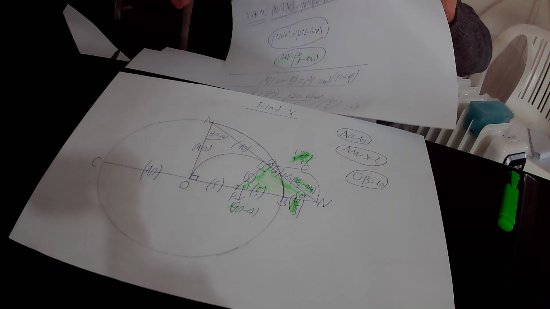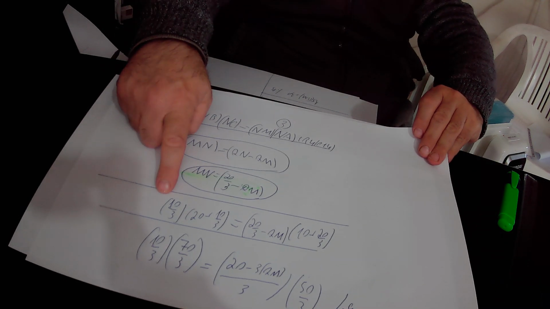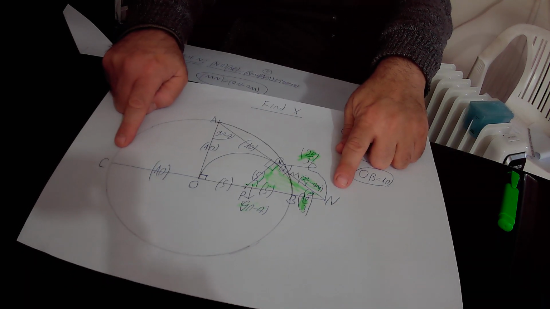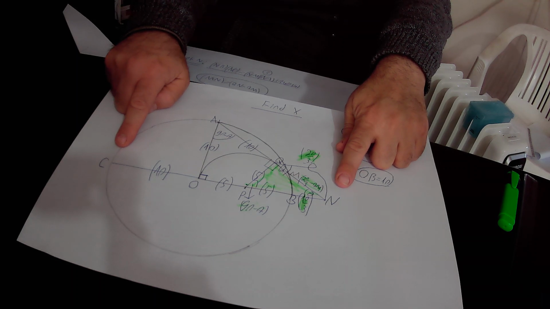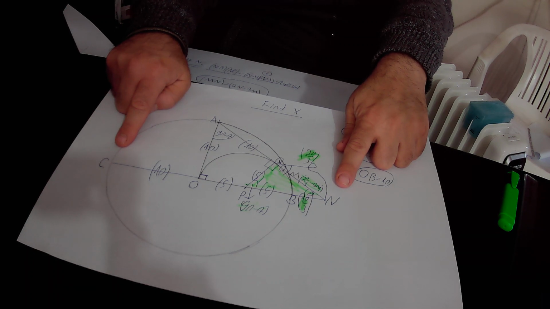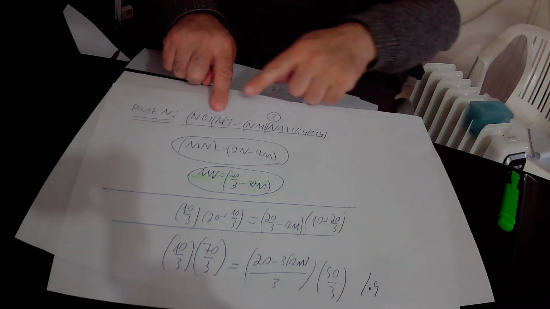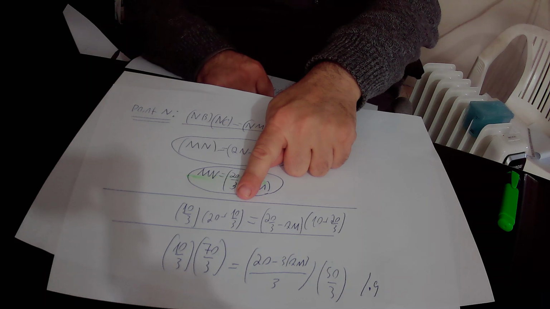NB is 10 over 3 times NC. What is the length of NC? In total, NC or CN, it is the same. CN equals CO plus OP plus OB plus BN. So CN in total equals CO, that is 10, plus OP, that is 5, plus PB, that is 5. 10 plus 5 plus 5 is 20, plus BN, that is 10 over 3. So in total, CN equals 20 plus 10 over 3.